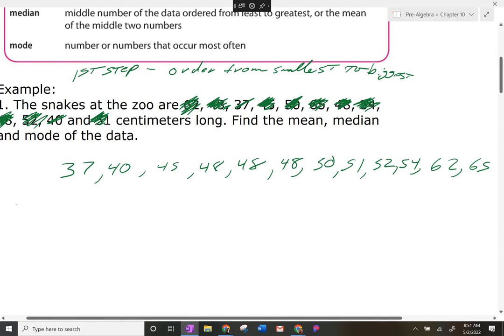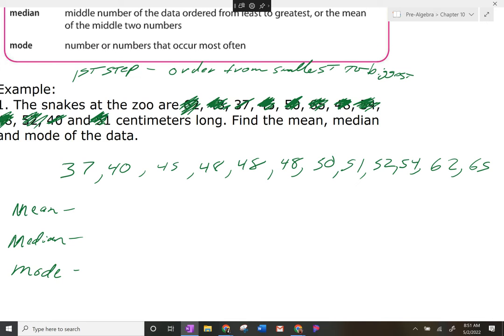So I've got the mean that I'm going to try to find, the median, and then the mode. We'll start from the end this time. We'll kind of work our way up to it. So the mode. Mode's the thing that happens the most often, right? Which one of these numbers happens the most often, Austin? 48. There's 3 of them. I agree. So my mode is going to be 48.